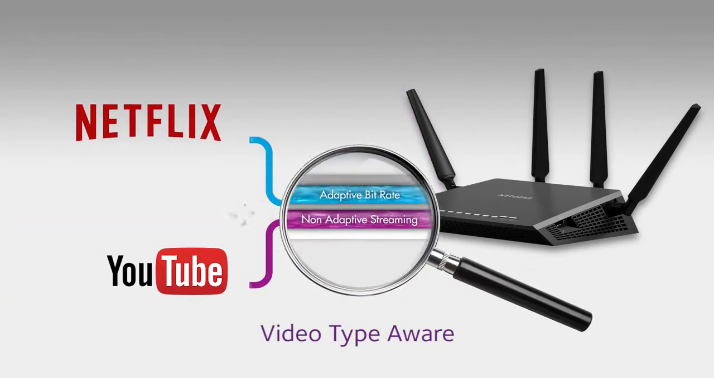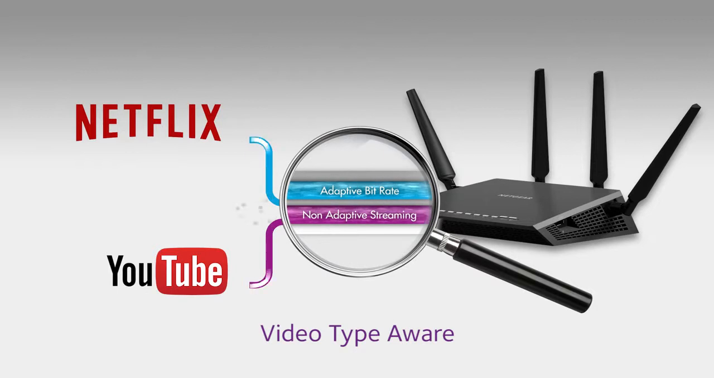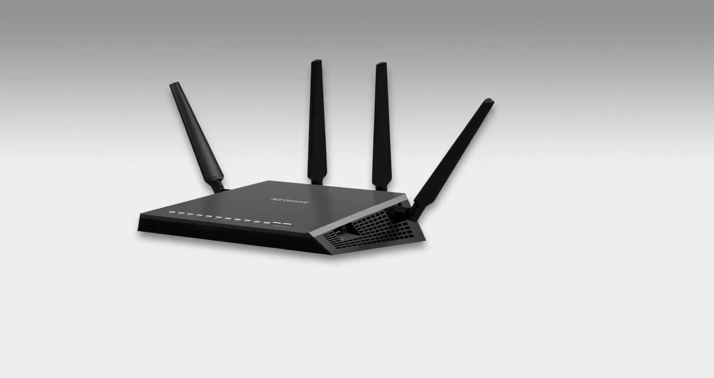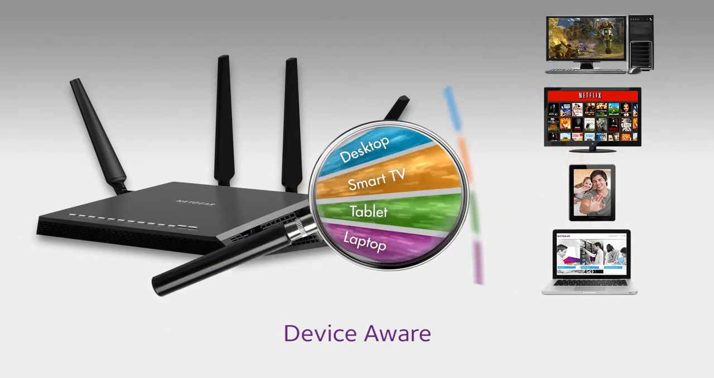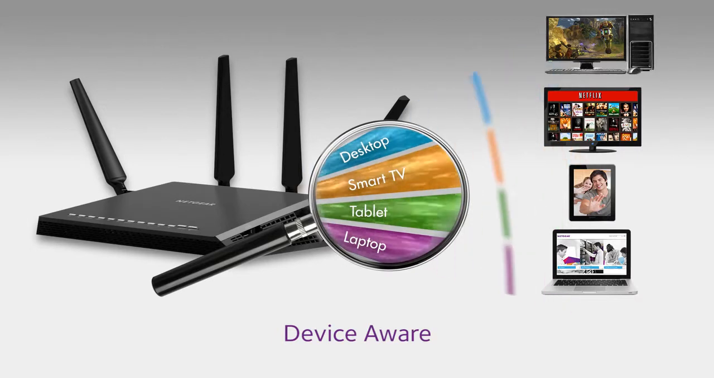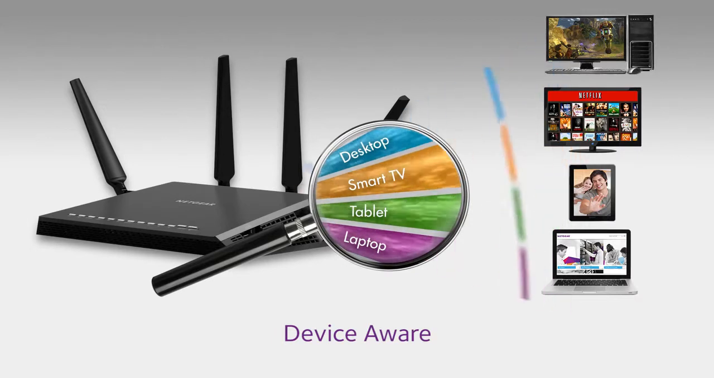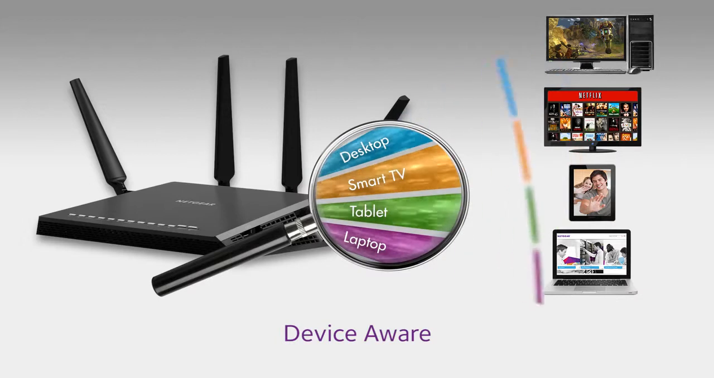Second, Dynamic QoS differentiates between specific types of video streaming. The router dynamically balances buffering and bandwidth to deliver optimal viewing experience. Third, Dynamic QoS is device-aware. It recognizes different devices and allocates the optimal bandwidth for each. If the same Netflix app is streaming to a TV and a laptop, the router gives the optimal bandwidth to the TV to ensure the highest quality HD streaming.